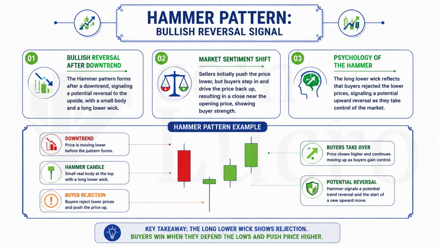The long lower wick represents that rejection, while the small body near the top shows buyers neutralize the bearish momentum. This shift points to growing buying pressure and a possible bullish reversal, especially when the hammer forms at key support or after an extended decline.